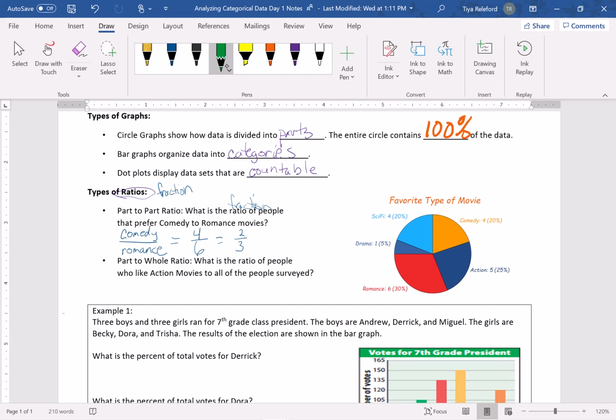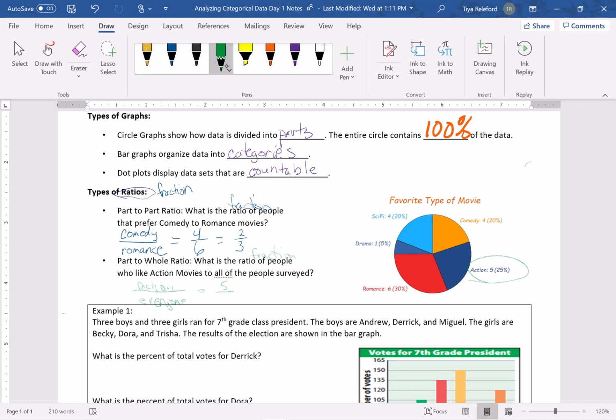So then it says part to whole ratio. What ratio, fraction, remember, of people who like action movies to all of the people surveyed? So your fraction is action movies to all of the people, everyone. So how many people like action movies? 5. And how many people are there altogether?